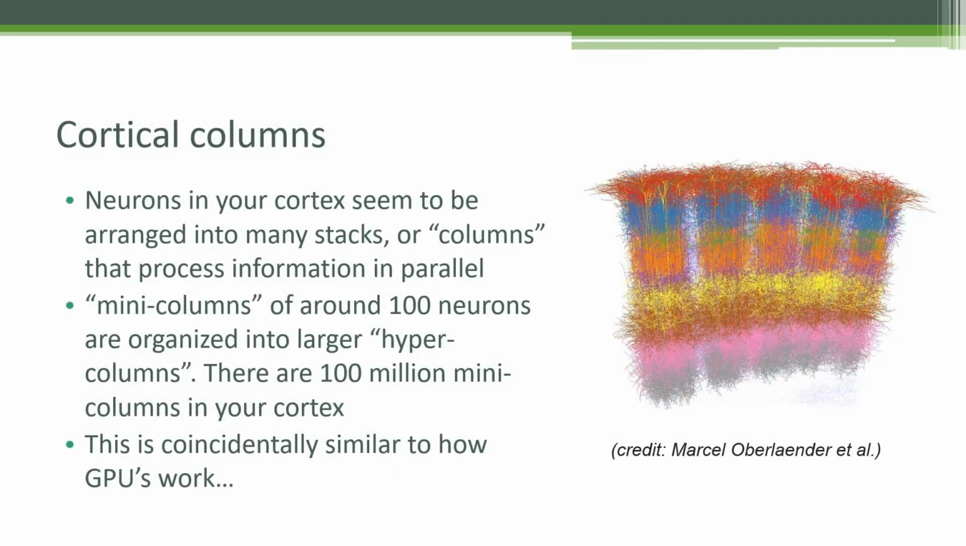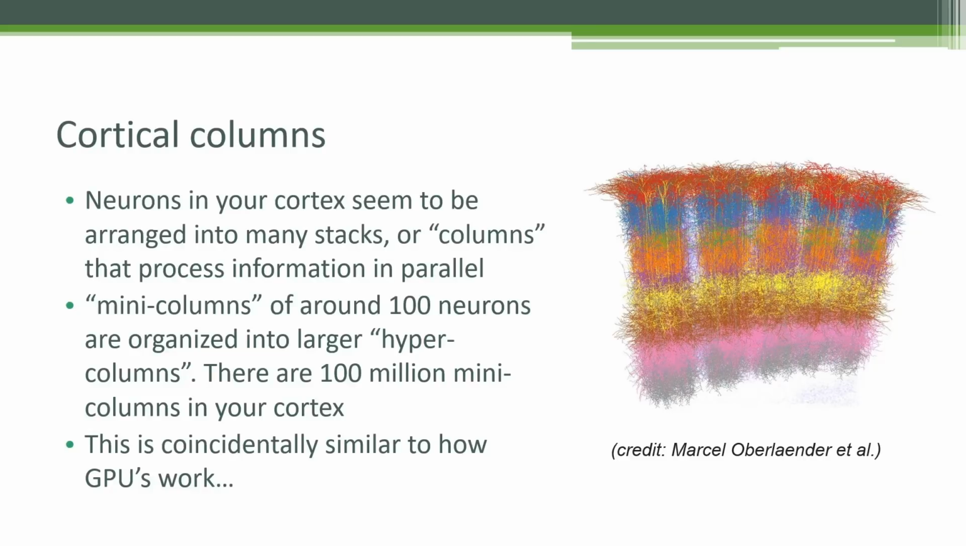Furthermore, if we look deeper into the biology of your brain, you can see that within your cortex, neurons seem to be arranged into stacks or cortical columns that process information in parallel. So for example, in your visual cortex, different areas of what you see might be getting processed in parallel by different cortical columns of neurons. Now each one of these columns is in turn made of mini columns of around 100 neurons per mini column that are then organized into these larger hypercolumns. And within your cortex, there are about 100 million of these mini columns. So again, they just add up quickly.